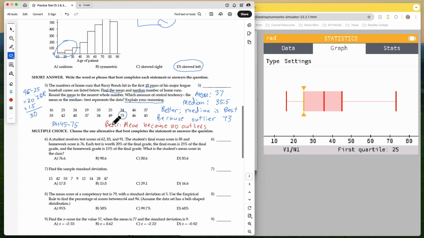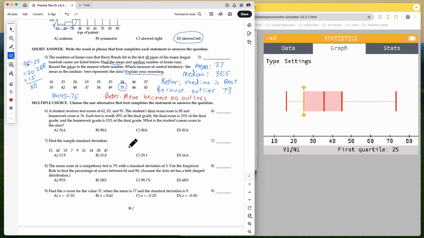Now let's go ahead and take a look at number 6. It's multiple choice here. A student receives test scores given there. Final exam is 88, homework 76. Each test is worth 20%. Final grade 25%, final exam, and so forth. What is the student's mean score in the class? This is a weighted mean, right? They're weighted by these percentages.